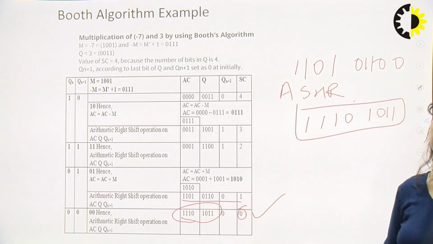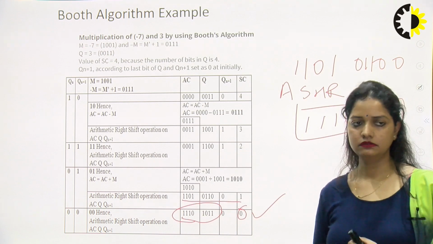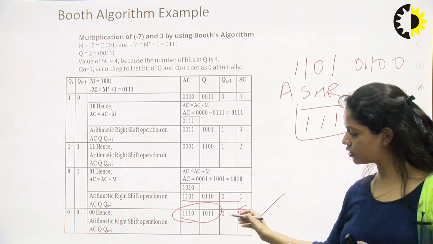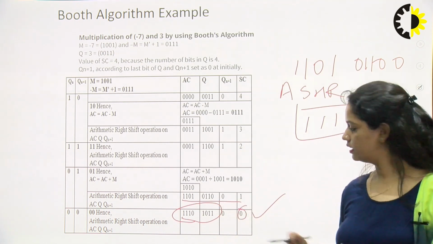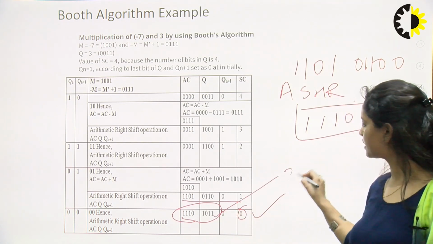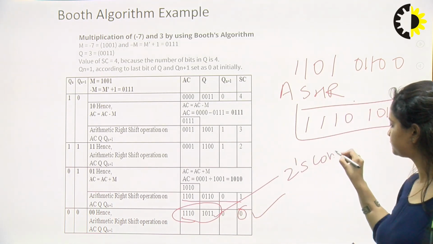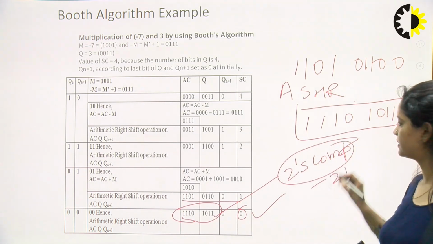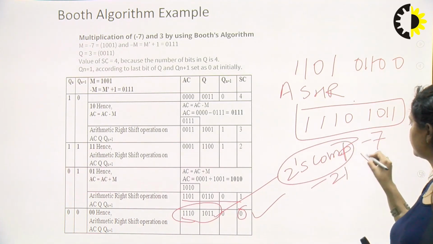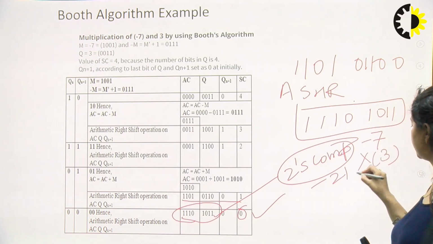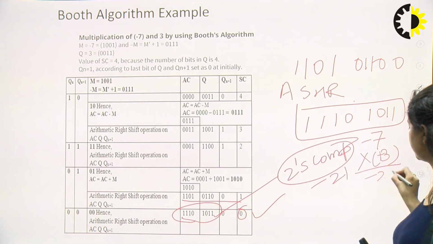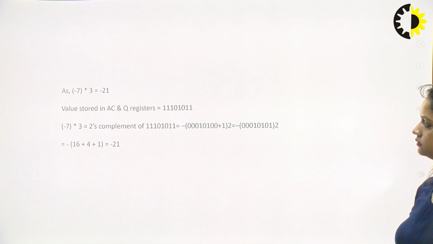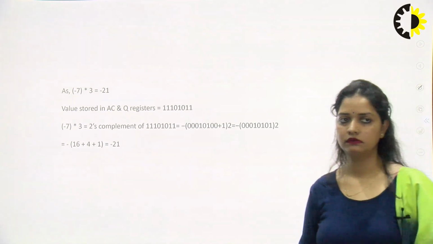And this is our -21. And how do we get this minus? This is actually not the exact value of -21. We have to perform the 2's complement of this, and we will get -21. That is the result of -7 into +3, which is -21. Like this. Thank you.